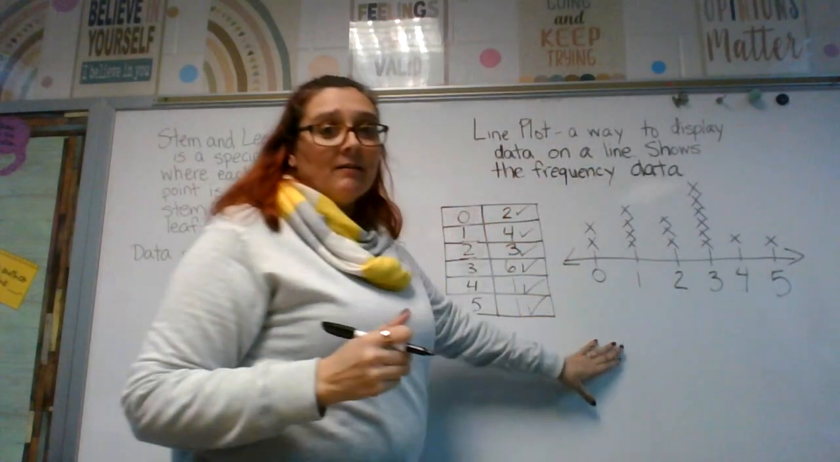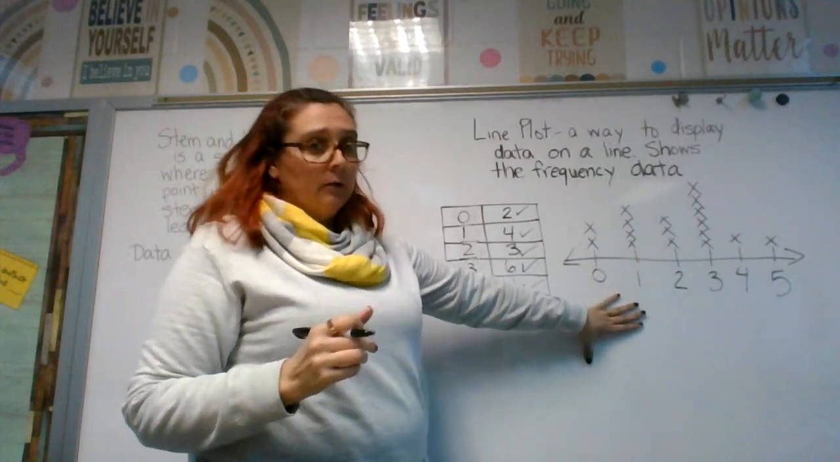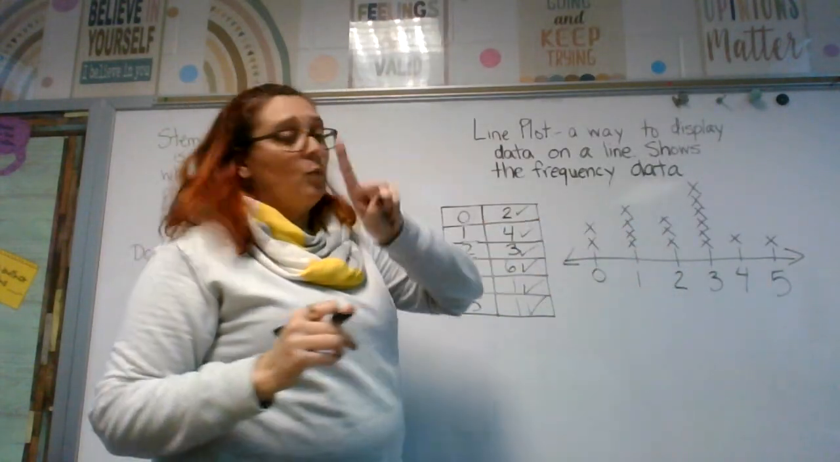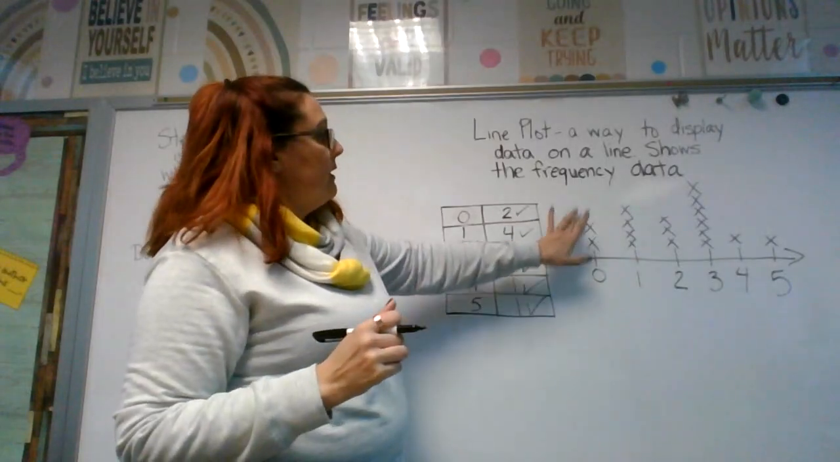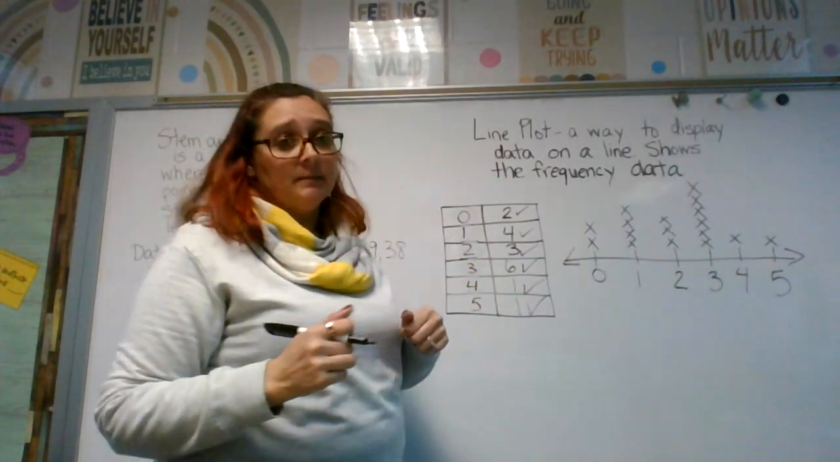The nice thing about a line plot is you can quickly look at this and you can see exactly what your data shows. Each X represents one data point, and that would show you exactly what you would need to know about how many siblings your classmates have.